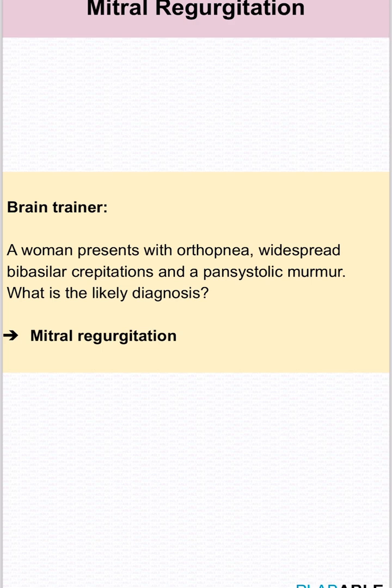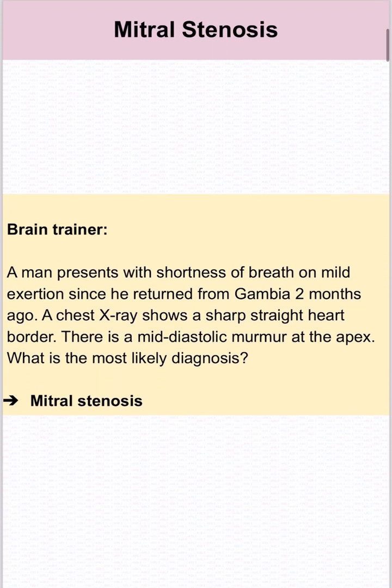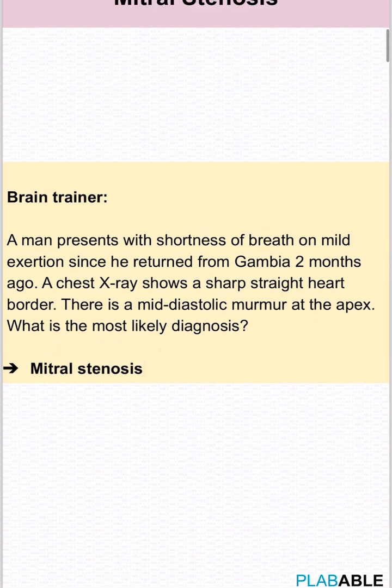Now let's talk about mitral regurgitation. A woman presents with orthopnea, widespread basilar crepitations, and a pansystolic murmur. What is the likely diagnosis? Mitral regurgitation. Widespread basilar crepitations and a pansystolic murmur indicate mitral regurgitation. Here is a mitral stenosis case.